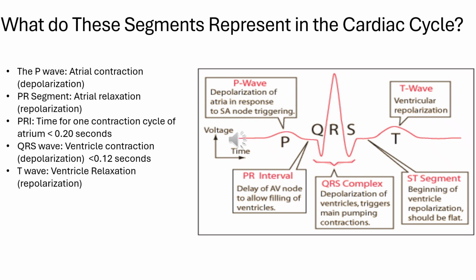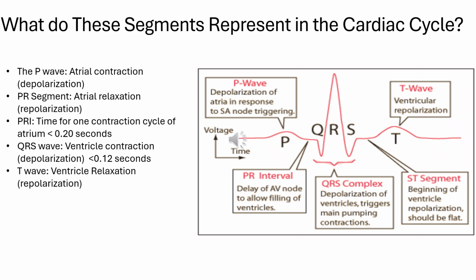Now, I'm going to talk to you a little bit about what the different segments and waves represent in a cardiac cycle. Your P wave is going to represent atrial depolarization. So this is going to elicit the atria to contract and pump blood into the ventricles. Your QRS complex is going to be the ventricular depolarization. This is what elicits the ventricles to contract and push blood into your semilunar valves. Then you're going to have your T wave, and this represents when your ventricles repolarize or relax.